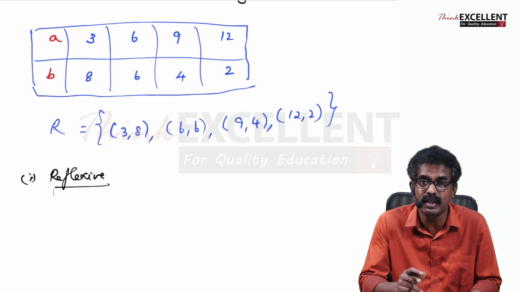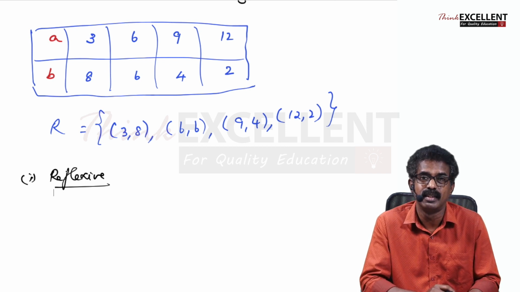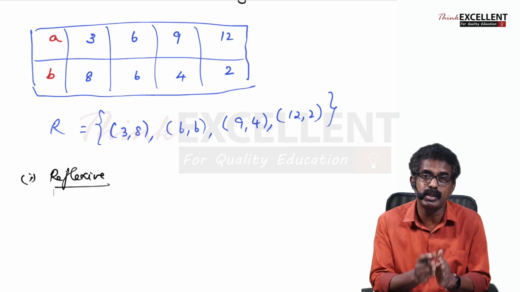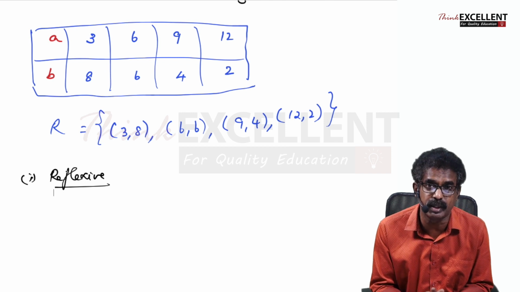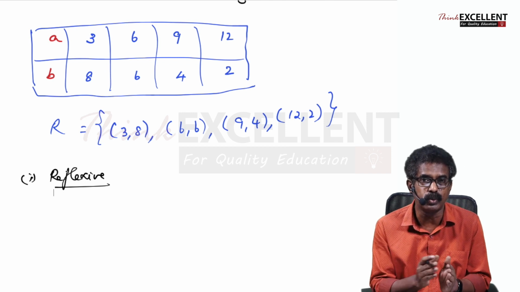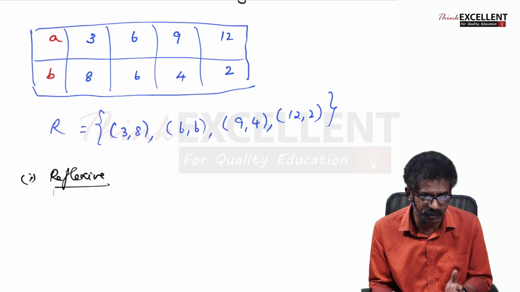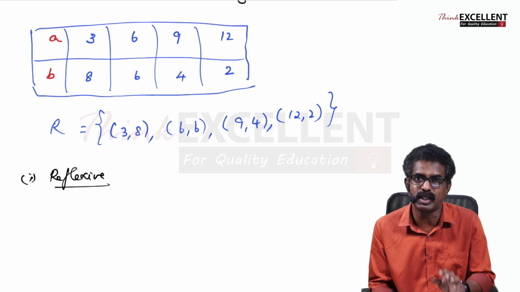Every element means every element of what? The given set. What is the given set? Set of natural numbers. What are the numbers? 1, 2, 3, 4, etc. Every element related to itself means 1 is related to 1, 2 is related to 2, 3 is related to 3. Everything should be there. None of them is here, right? Only that 6 is there. So that is not enough. Even if one term is missing, you say it is not reflexive.